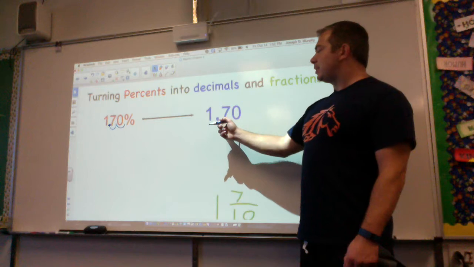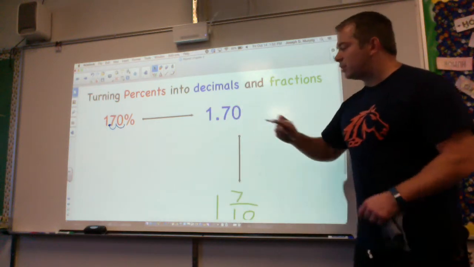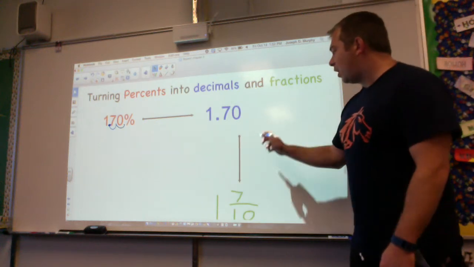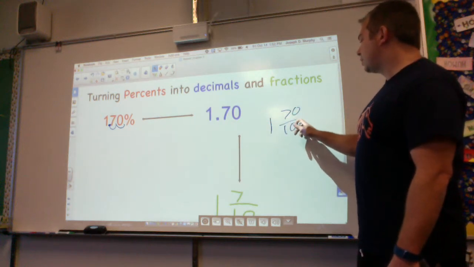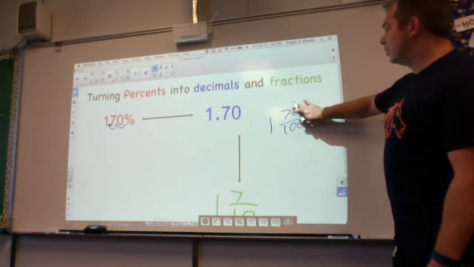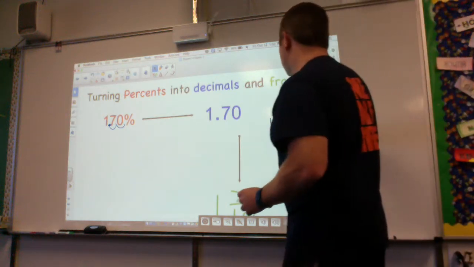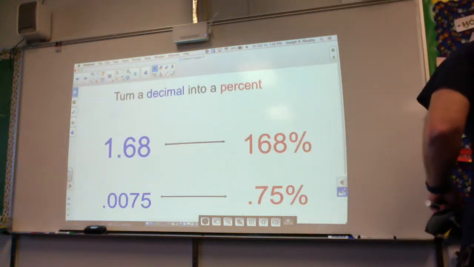If you ever have a decimal with a whole number, when you make a fraction, you're going to have the whole number and just worry about converting the decimal into a fraction. So I could also write this as 1 70/100, but that just gets reduced to 7/10. All right? A lot of work here, but we're going to get it.